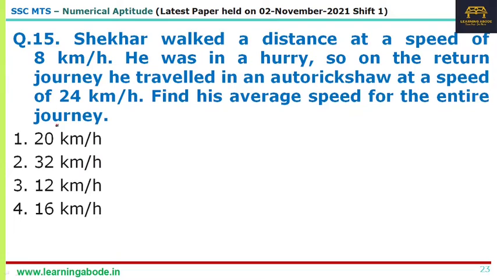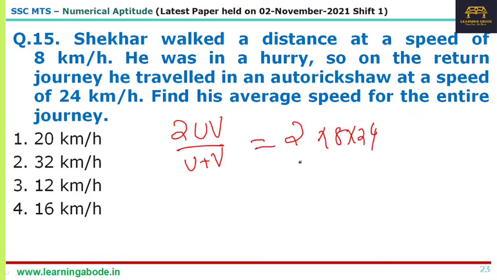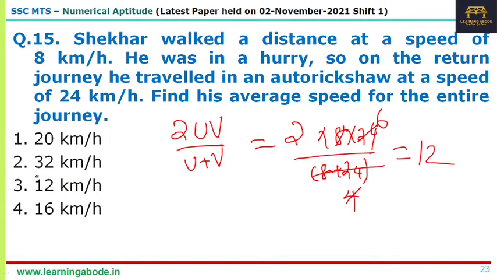The best thing to do here would be to use the formula, the age old school days formula, 2uv by u plus v. When you want to find the average speed, this is the formula. So that's 2 into 8 into 24 by 8 plus 24, which is 32. So 32 is like 4 times 8. If you cut 8, then this is 6, so 2 into 6, 12.